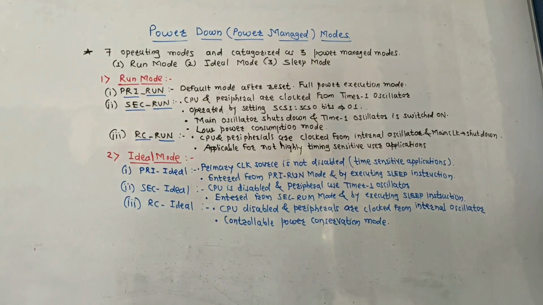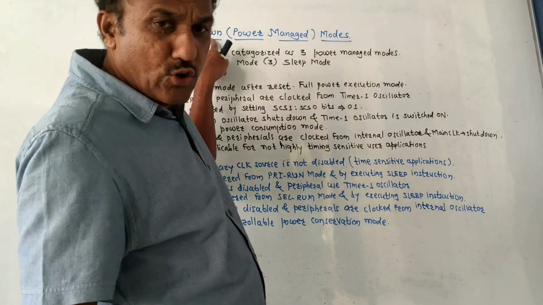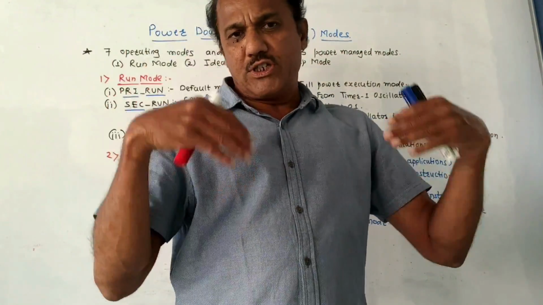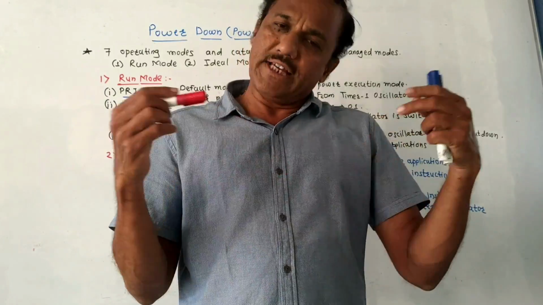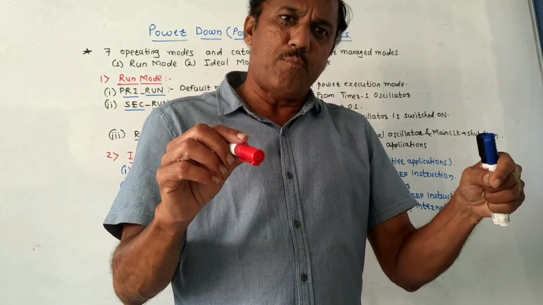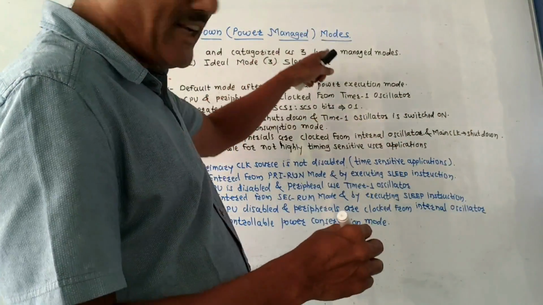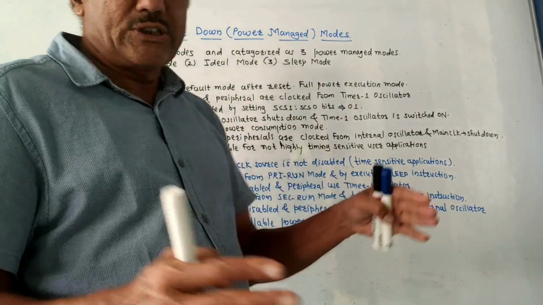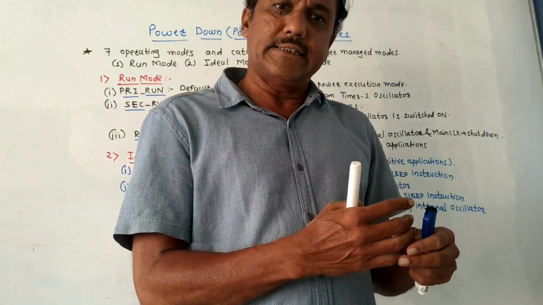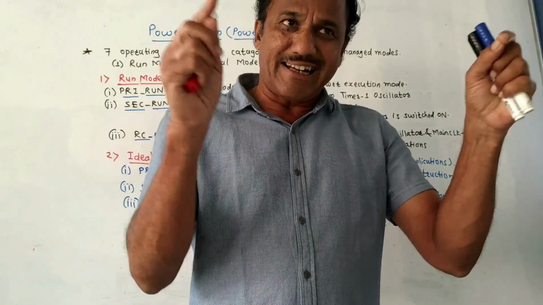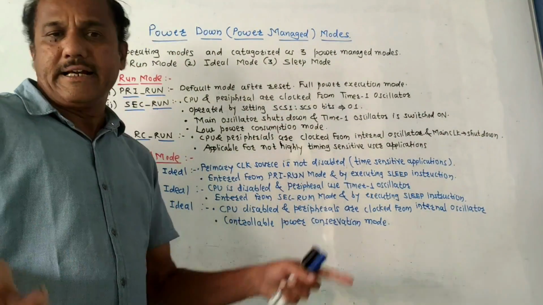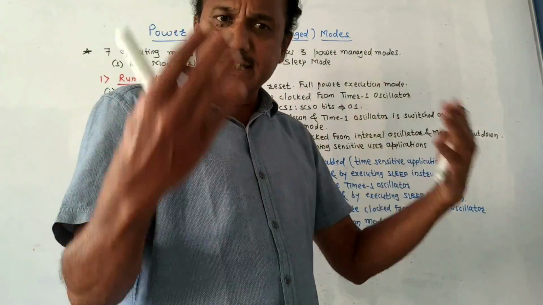The next part, rather important part, is power managed modes. Exam point of view, say आप question ऐसे expect कर सकते हो: explain different types of power managed modes. There are actually 7 operating modes as far as this PIC microcontroller is concerned, and all these operating modes are categorized into 3 major types. First is run mode, second idle mode, and third is the sleep mode.